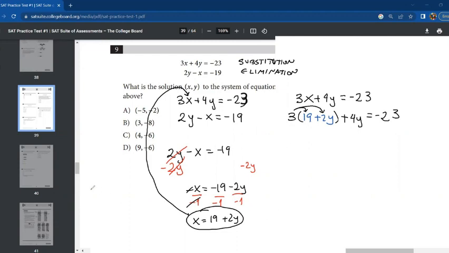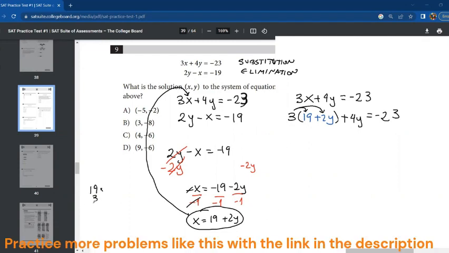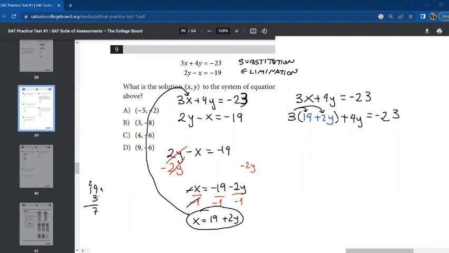3 times 19, 19 times 3. This part is supposed to be done without a calculator. So this is 9 times 3, 27. And 3 times 1, 3 plus 2, 5. So this is 57. And 3 times 2, 6y plus 4y equal to -23. Now, you see we have two like terms that we can combine. 6y plus 4y, same sign, add and keep. So it's 10y.